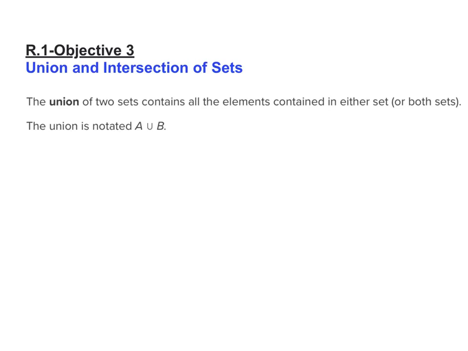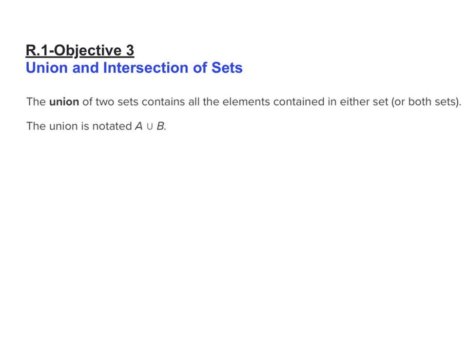For example, if the two sets that we were joining together were set A and set B, what we write is this is the union. So we make a little U. This is the union of A and B. So that's how we notate it. The union of A and B.